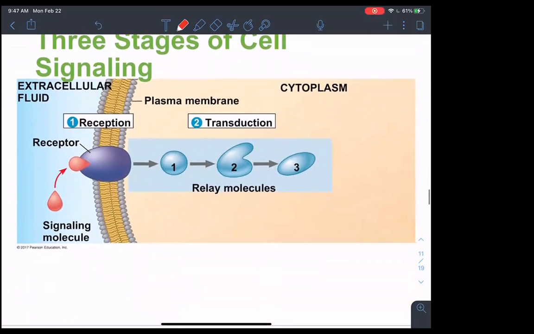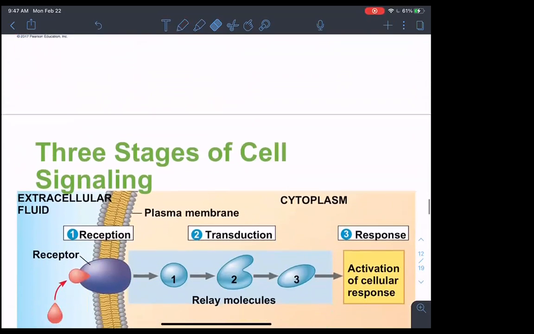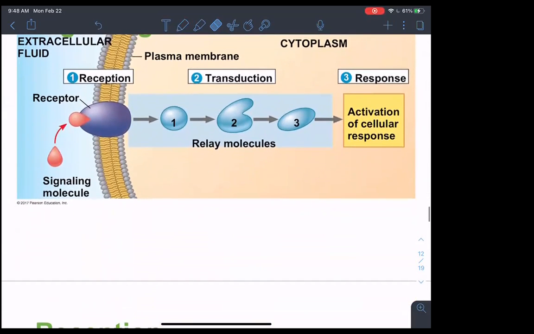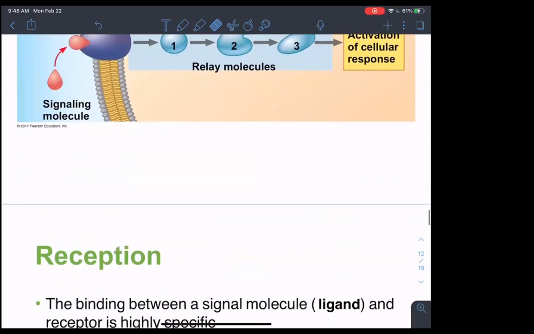And then here, the signal molecule elicits a change within the receptor. That receptor change elicits other responses that transduce the signal down. And these are relay molecules, or sometimes called secondary messengers. But that elicits the response to keep going, the signal to keep moving through into the cell. And then after transduction, we have the response. You'll have an activation of some type of cellular response.